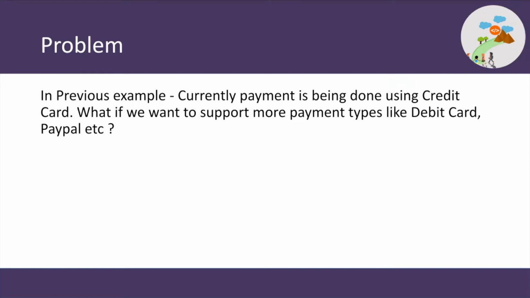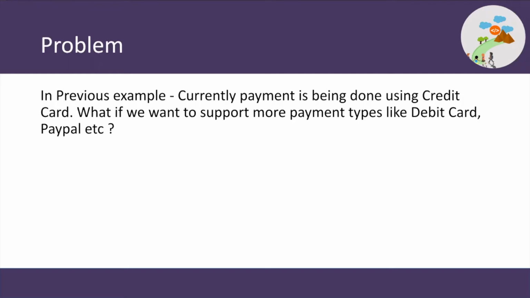Let's assume that we got a new problem. This is a little bit related to the previous one, but let's assume that right now our program only supports payment using credit card. What do you change, and what do you do in the future if they ask, okay, you have to pay using debit card, you have to pay using PayPal?